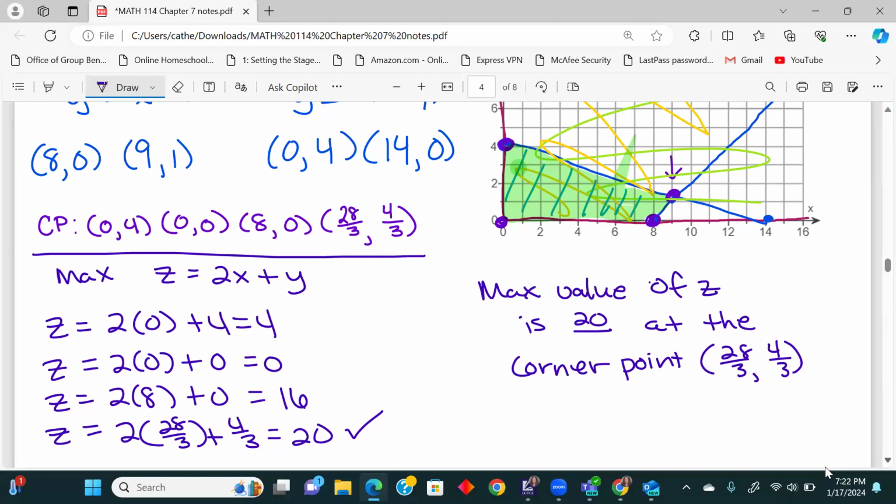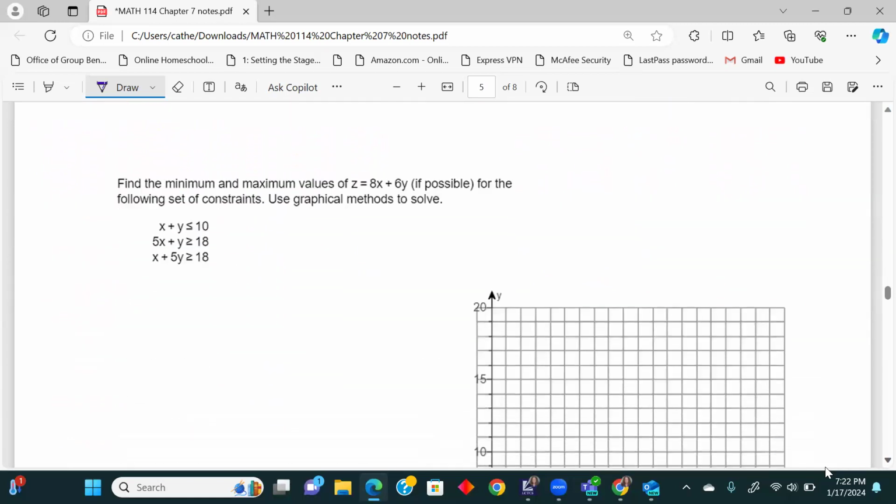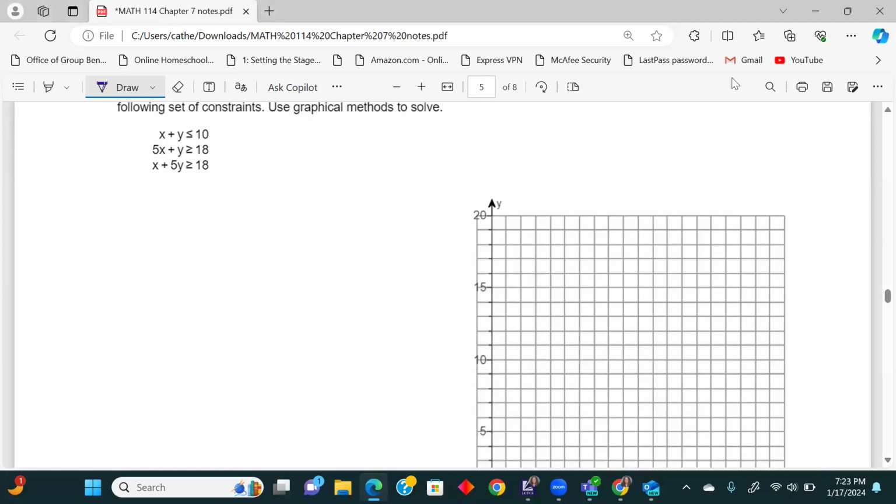All right, we have 2 more to go. Again, you may want to stop and work that problem on your homework and then come back and finish this. All right, we need to find the minimum and maximum value, if possible, for the following set of constraints. So we're going to have 3 that we're going to have to graph. So if we're only graphing 3 lines, I feel like we're going to have a triangle. Okay.